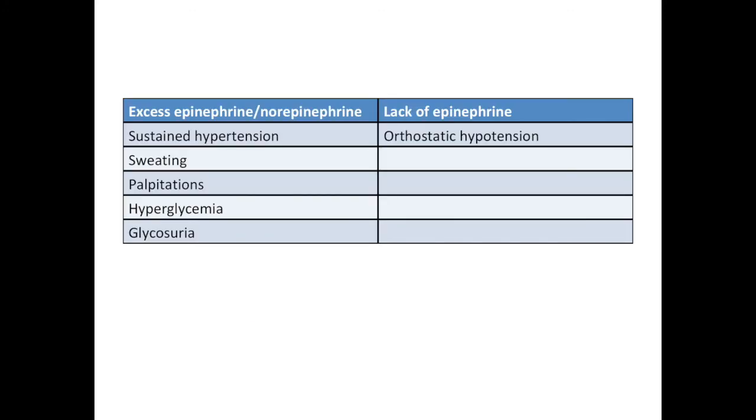If you have excess epinephrine or norepinephrine, we've all felt the symptoms of nervousness or excitability, sustained hypertension, sweating, palpitations, hyperglycemia, and it's such a powerful stimulant that if it's released enough, you can create enough blood glucose that it overcomes your kidney functions and you get glucose in your urine. And then the lack of epinephrine is orthostatic hypertension because your vasculature doesn't hold tone.